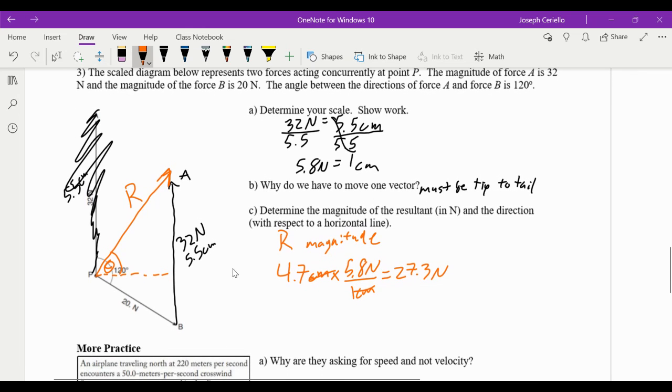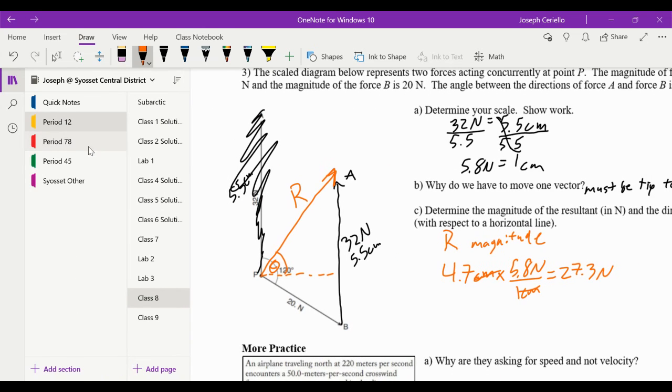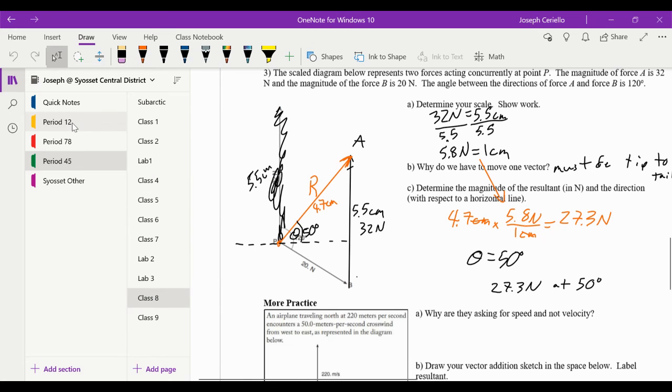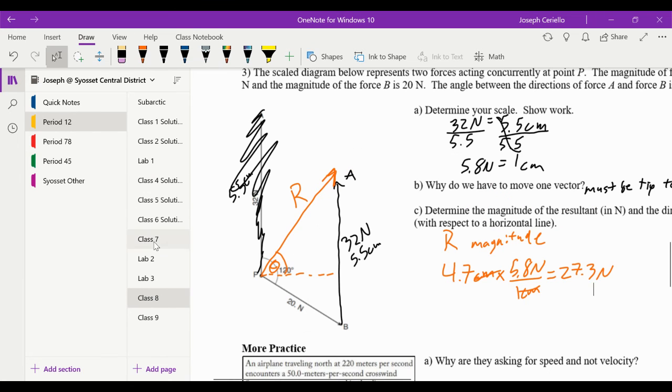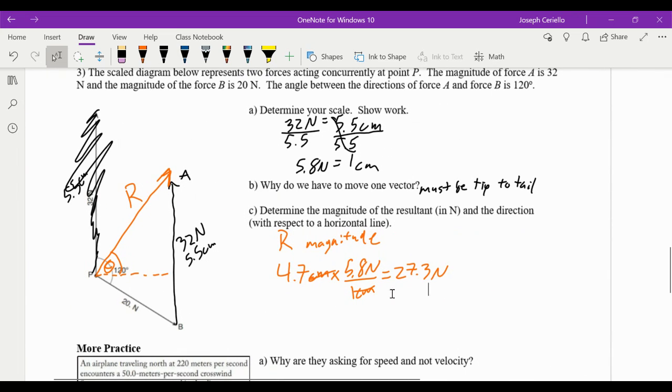Now to get the angle, you physically measure that angle there. I don't remember what it was. It was 50 degrees. So you'd have to physically measure that. Okay, so if you're not sure how to use your protractor, please refer back to class, I think 6 and 7, I went over it, okay? So the angle is 50 degrees, okay? So that's my resultant, 27.3 newtons at 50 degrees.